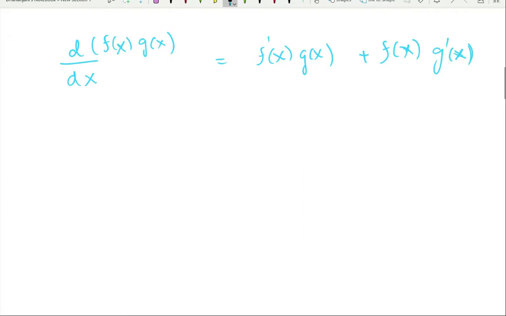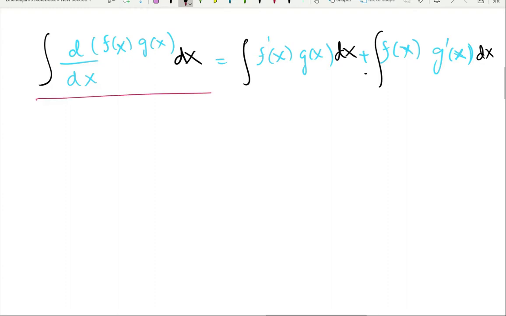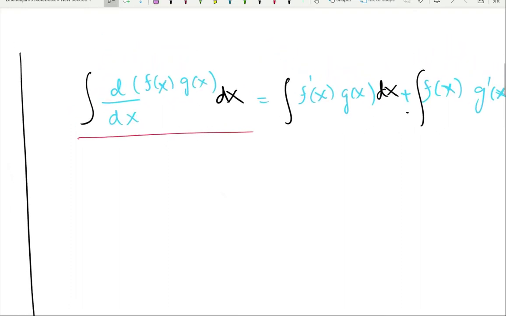Okay, alright, now what I'm going to do is I'm going to integrate both sides with respect to x. Okay, so let's integrate. Now on the right hand side, I can do the integration separately for these two terms because we have addition here. So okay, I integrate all three terms. Alright, now let's focus on the left hand side. Now left hand side is very interesting. So let me show you something.